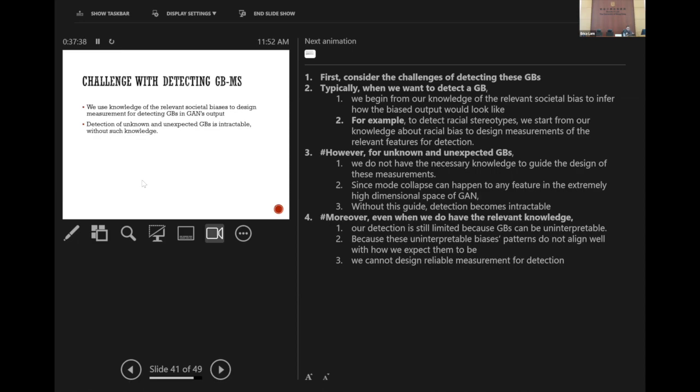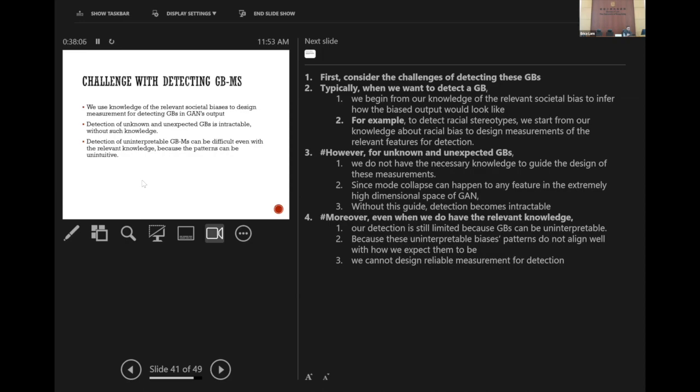And because mode collapse can happen to any of the feature dimensions in this massive, high-dimensional space in GAN, without this knowledge to work as a guide, to anchor the search, the detection of bias becomes intractable. There's no amount of resource we can use to check individually all these dimensions.